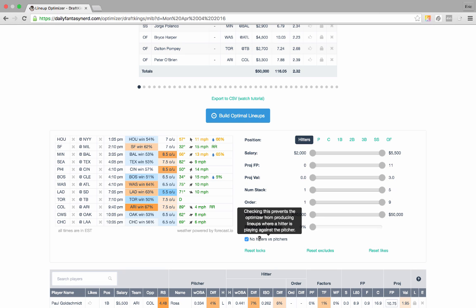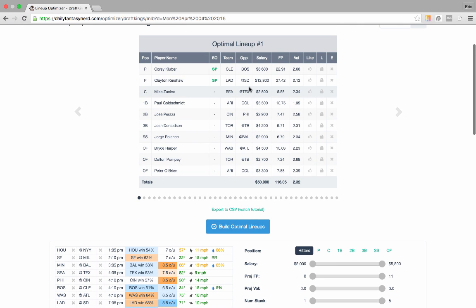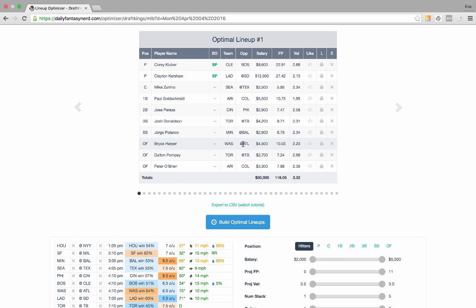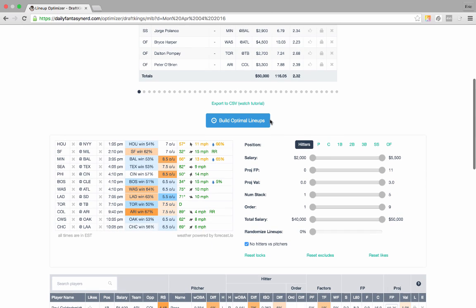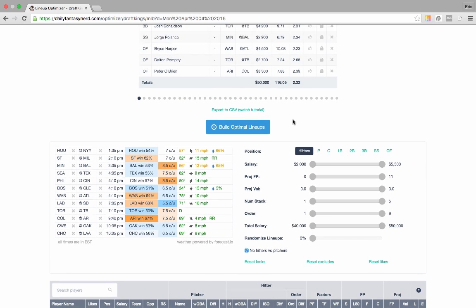Another lineup filter that we have is no hitters versus pitchers. When you select this option, it will prevent the optimizer from putting in hitters that are playing against your pitchers. So if, for example, you have Kershaw in here, it's not going to put any San Diego hitters into the starting lineups. You generally want to avoid that, especially in GPPs, but even in cash games, because let's say one of your hitters hits a home run, well, you don't get the full benefit of that because your pitcher's going to get docked accordingly. And so that's something to be aware of when you're creating your lineups.